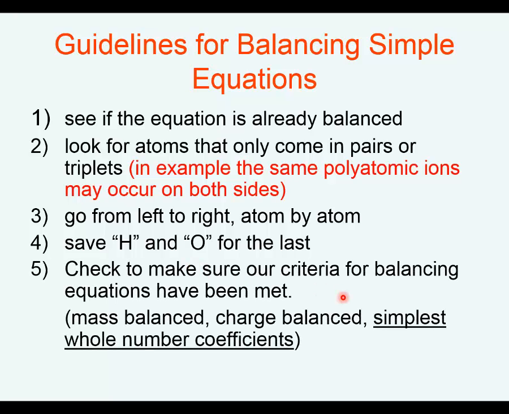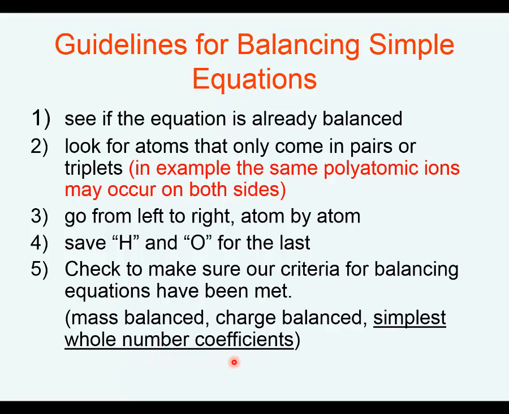At the very end of balancing my chemical reactions, I make sure that I have mass balanced everything on my element inventory. I have the same number of atoms on both sides. I make sure I'm charge balanced. I have the same charge on both sides of the reaction arrow. And I make sure I have the simplest whole number set of coefficients. And frequently I will see first-time chemistry students forget to simplify their coefficients. So make sure you've done that.